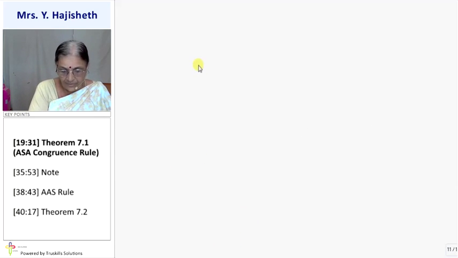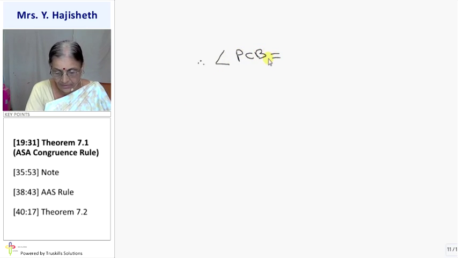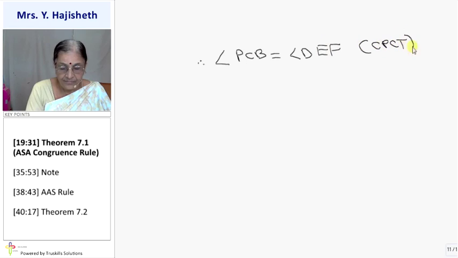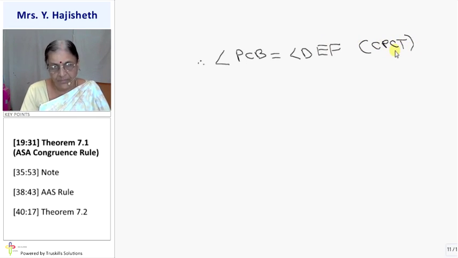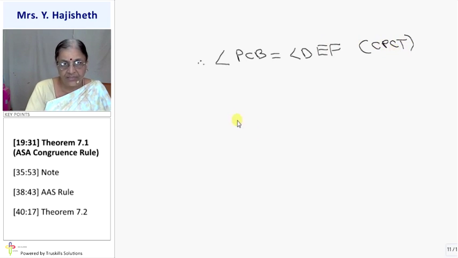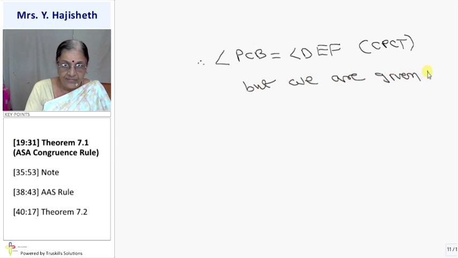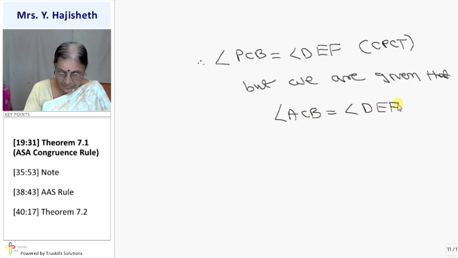Therefore angle PCB is equal to angle DFE. Why? CPCT. Triangles are congruent, so their remaining corresponding parts must be equal. But we are given that, what is given to us? Angle ACB is also equal to angle DFE. So if I combine both of them, I will get that implies angle PCB is equal to angle ACB.